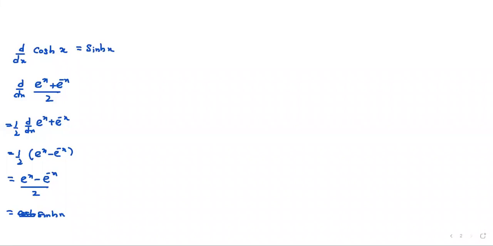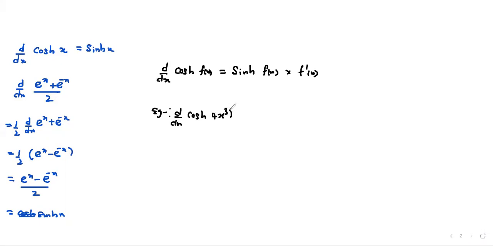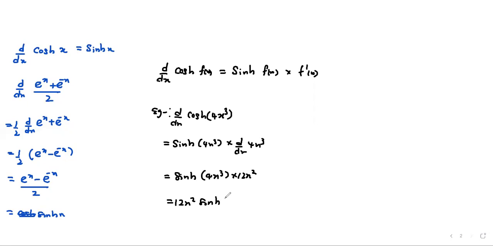The same way as we did in the previous section, we can do this for cosh x, right? The same theory as before. If you differentiate cosh of any function f(x), the answer is sinh of the same function times the differentiation of it. For example, if you differentiate cosh 4x cubed, the answer is sinh 4x cubed times the differentiation of 4x cubed, which is 12x squared. So it turns into 12x squared sinh 4x cubed as the final answer. That's the way of doing this.